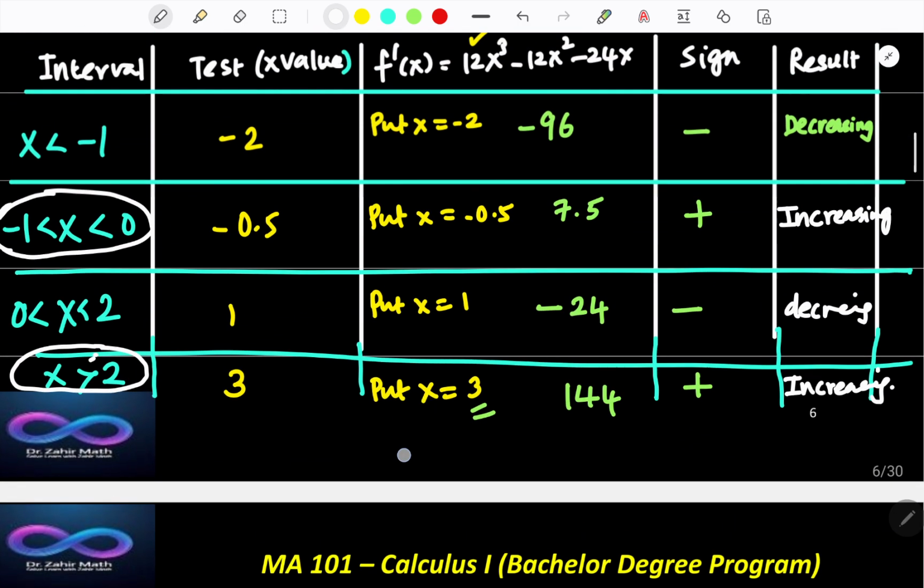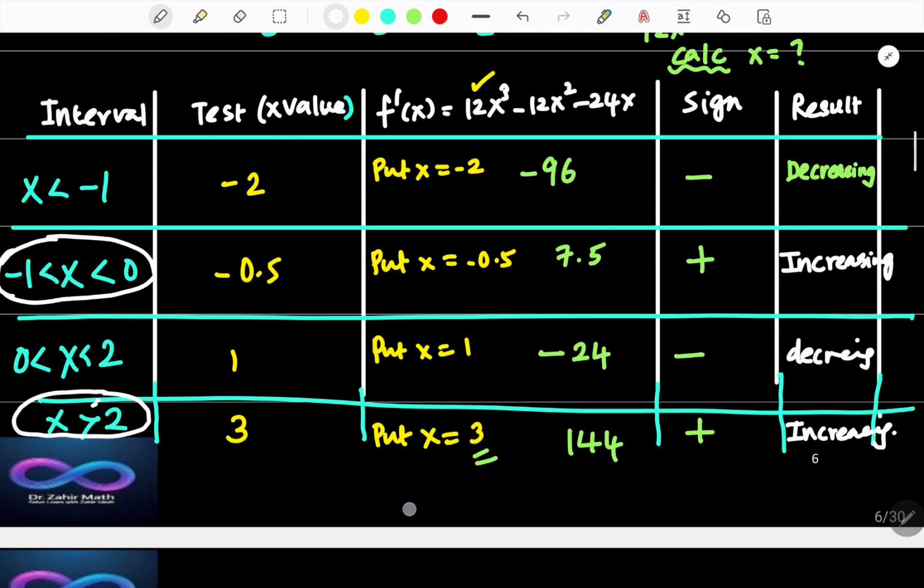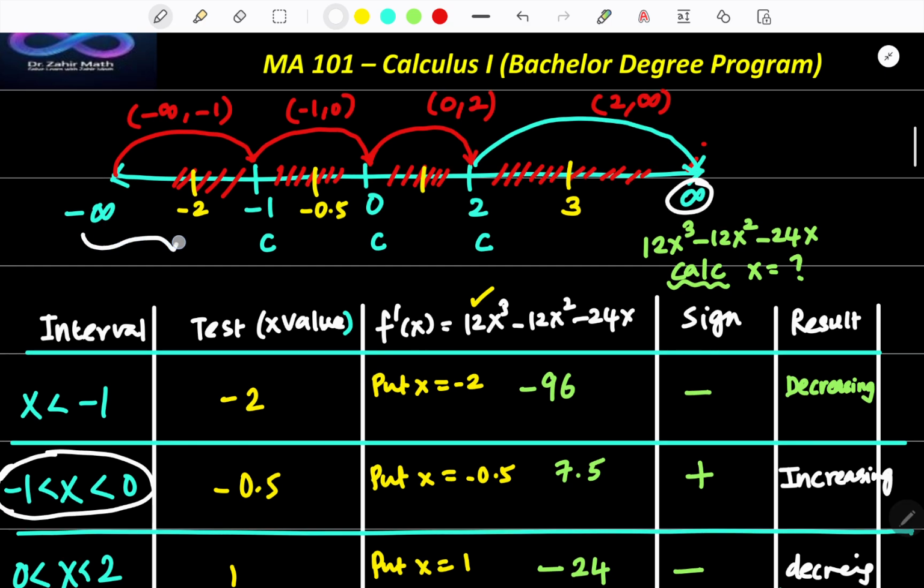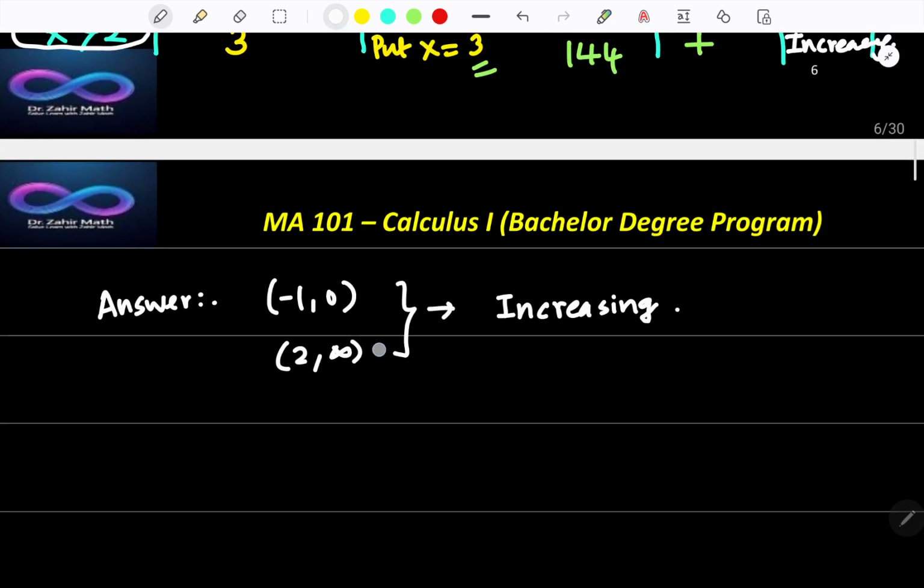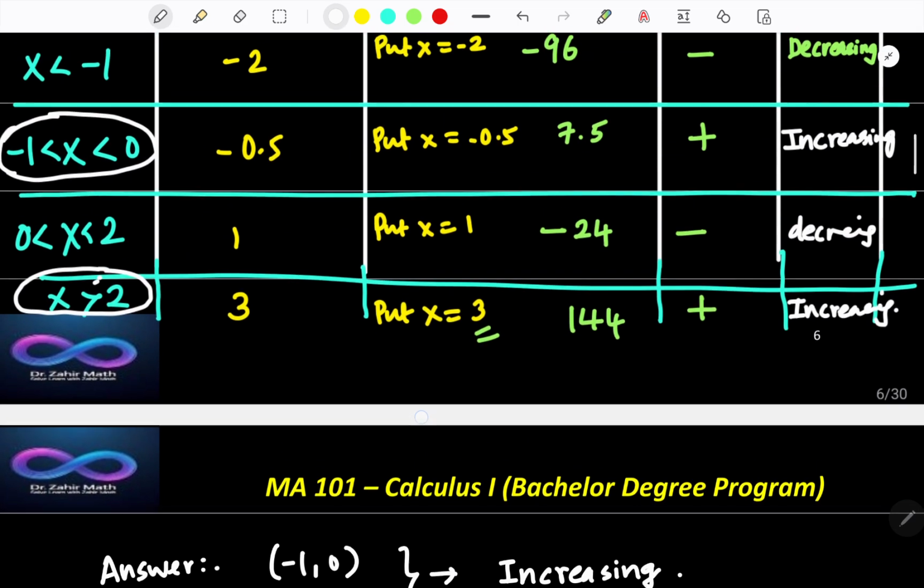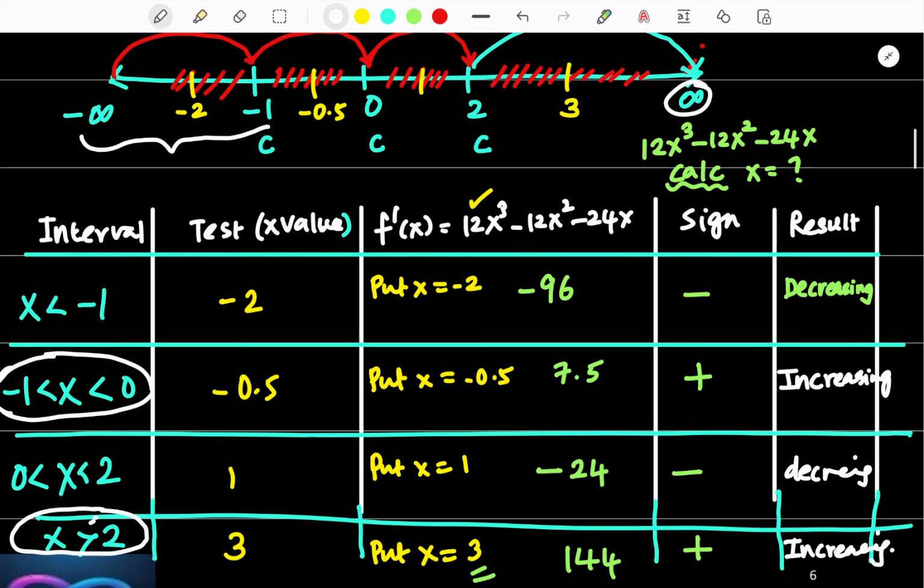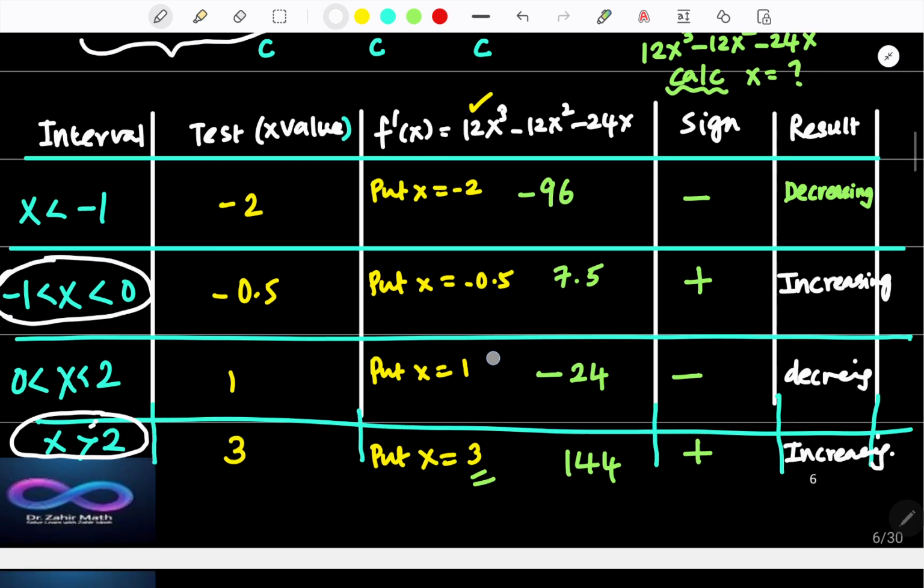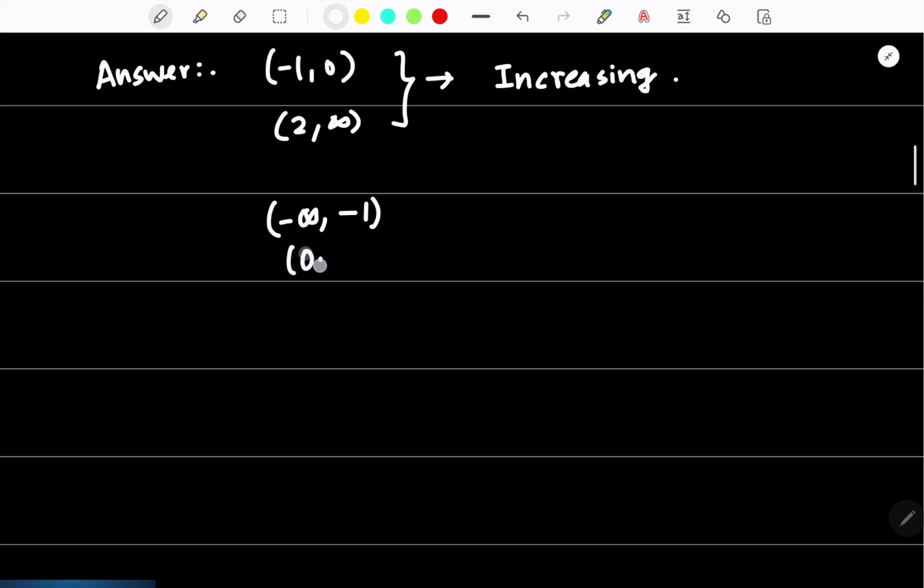What about decreasing? Look here, decreasing. X less than minus 1. Less than minus 1 means from here to here, so you have to write from minus infinity comma minus 1. Right. And then decreasing in between 0 to 2. See here, 0 less than x less than 2 is decreasing. So 0 comma 2 it's decreasing. In this way you are going to present the answer.